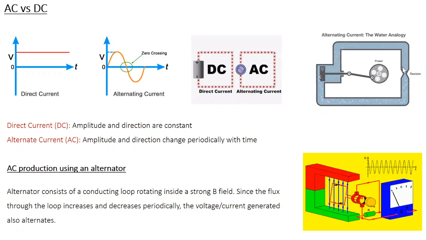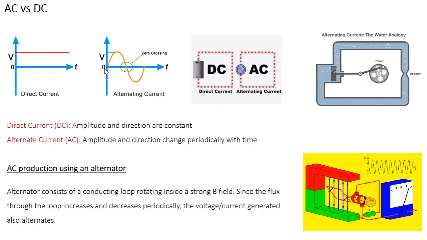And here there is a narrow patch which offers some kind of resistance to the water flow. So this acts as a resistor. If you monitor water flow through the resistor, you can see half the time water flows in one direction and the remaining half it flows in the other direction. This is what we mean by an alternating flow. So in the case of alternating current, AC, the amplitude and direction change periodically with time.